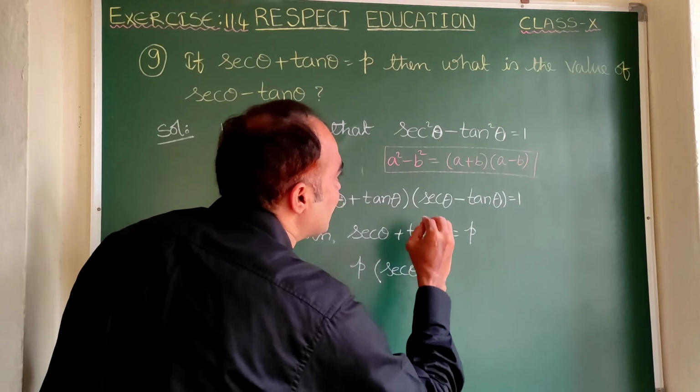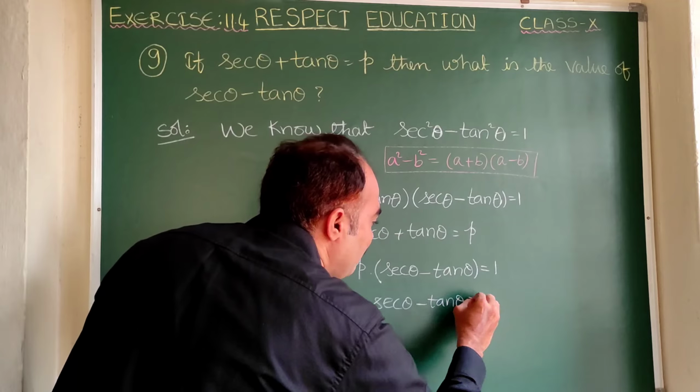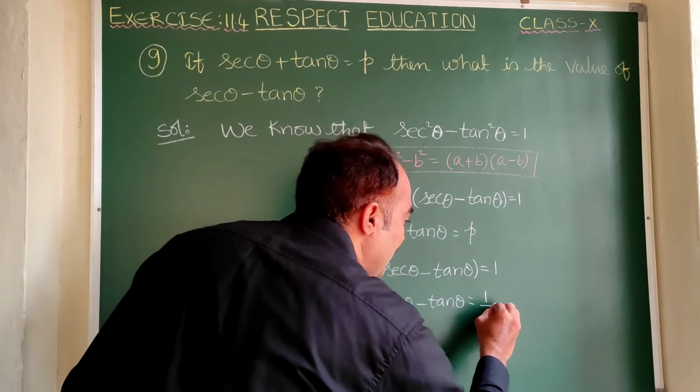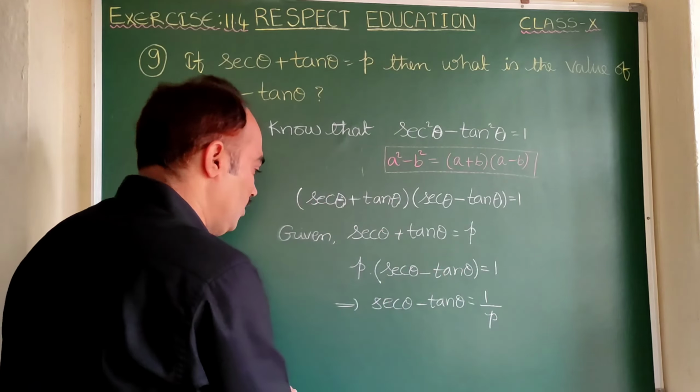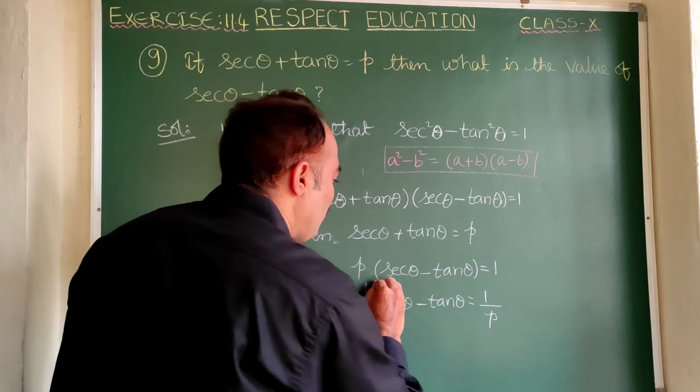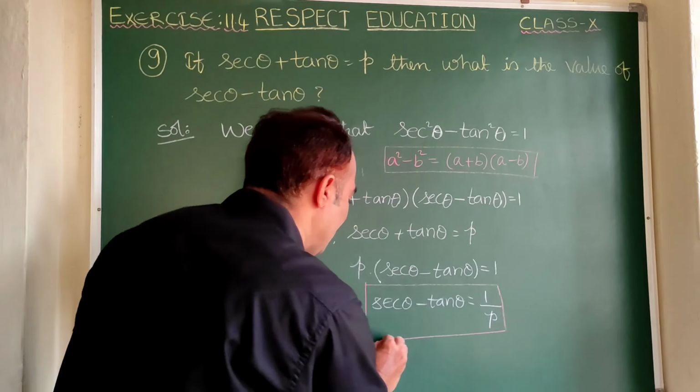Here you see which value we want: secant theta minus tan theta. So let us send P that side. So from this, secant theta minus tan theta will be 1 by P. That's all. So with this, problem number 9 gets completed.